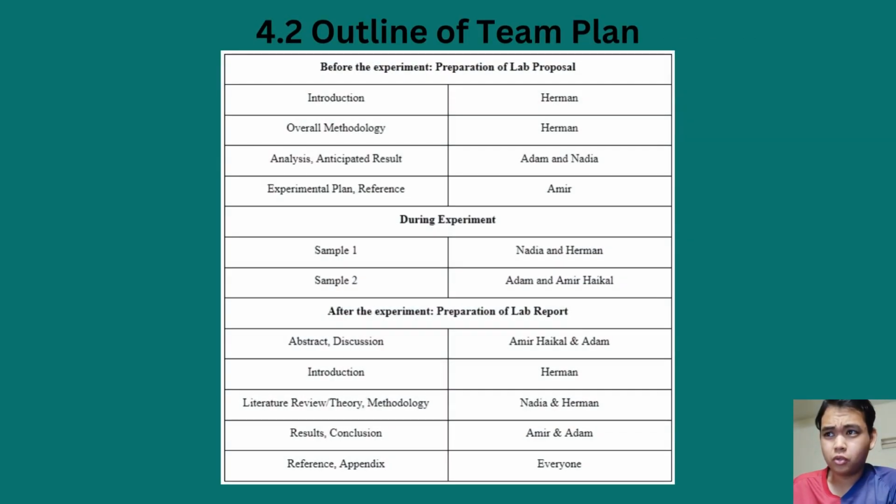Okay, next for 4.2, we have the outline of the plan. Before the experiment, preparation of lab introduction is Herman, overall methodology is Herman, analysis and anticipated result Adam and Nadia, experimental plan and reference Amir. During the experiment, sample 1 is conducted by Nadia and Herman, sample 2 is conducted by Adam and Amir. And after the experiment, for the preparation of the lab report, abstract and discussion are by Amir and Adam. Introduction is by Herman. Literature review, theory, methodology, Nadia and Herman. Result, conclusion, Amir and Adam. References, everyone.